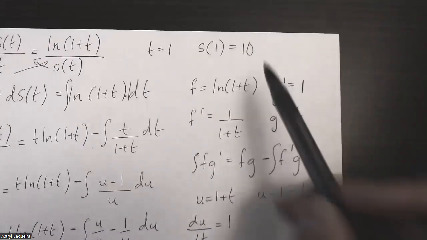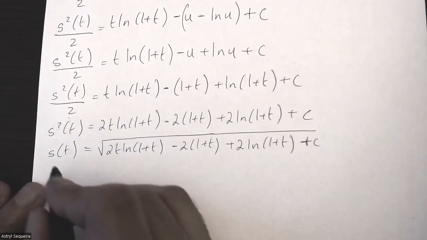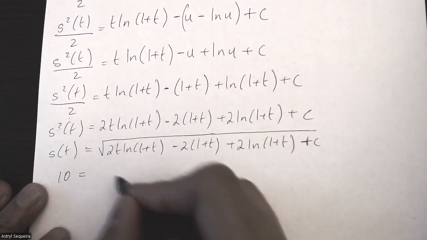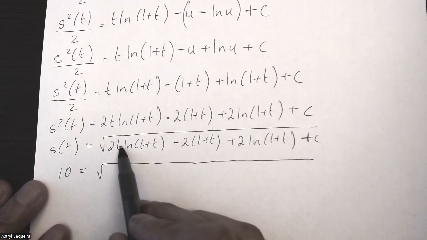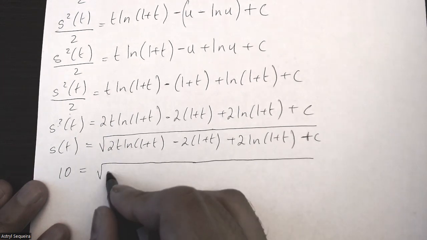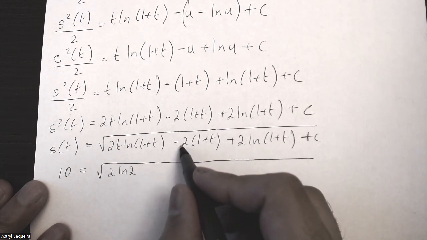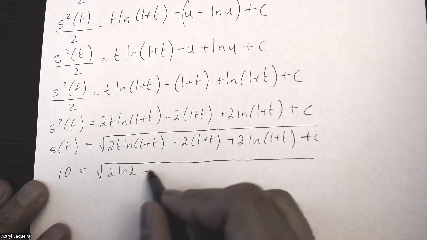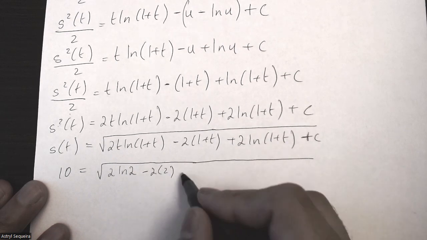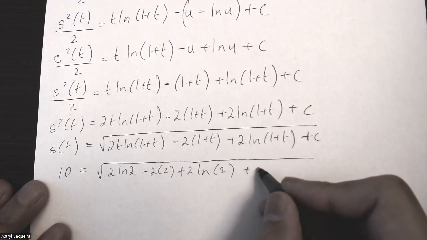Now finally, I can sub in my point 1 and 10 to figure out my c value, and then that'll basically complete the question. So the s value is 10, and the t value is 1. So 2 times 1 is 2, and 1 plus 1 is 2, so I have 2 ln 2, negative 2 times 1 plus 1 is 2, so negative 2 times 2, plus 2 ln of 1 plus 1, which is 2 again. And then I have a plus c.